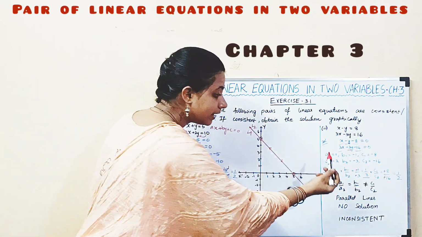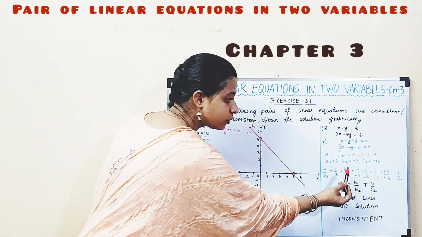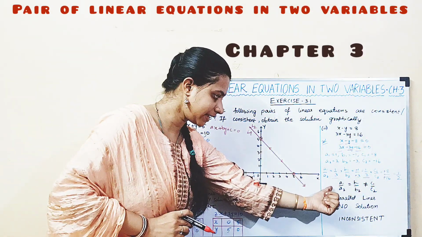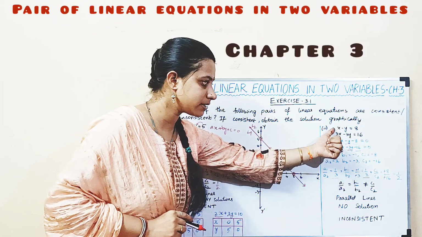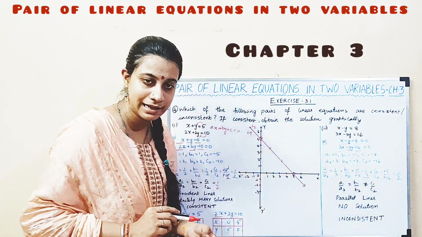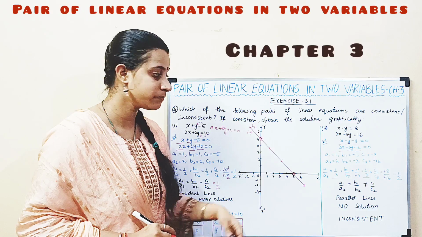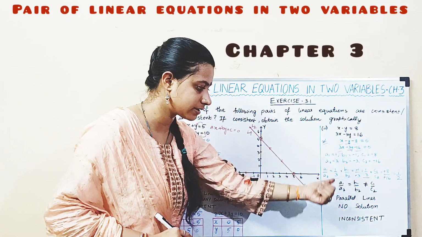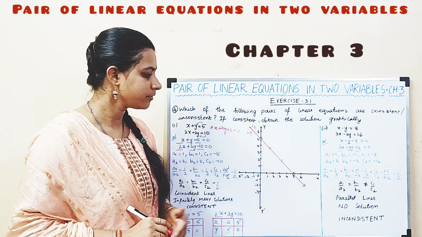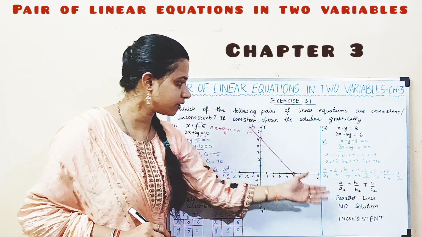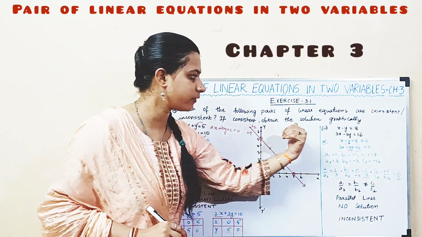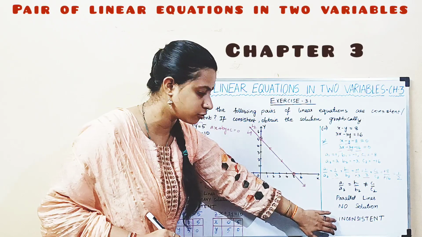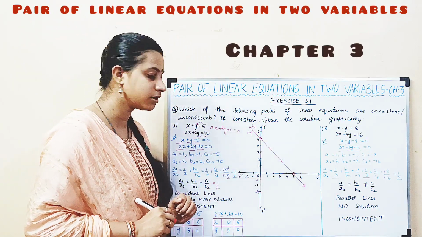So here we can see a1 by a2 is equal to b1 by b2 is not equal to c1 by c2. Whenever we get this condition, we can say that the lines representing these two equations will be parallel and there will be no solution. If there is no solution for these two equations, then the pair of equations are inconsistent. Here we need not proceed further because it is asked if consistent, we have to find the solution graphically. So here it is inconsistent, so we are stopping the solution here. Now let's move on to the third subdivision.